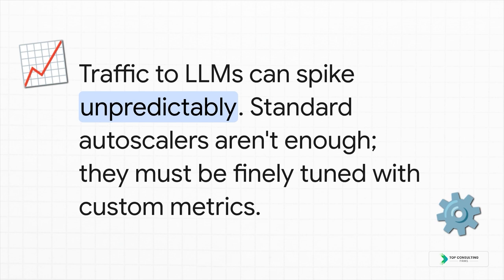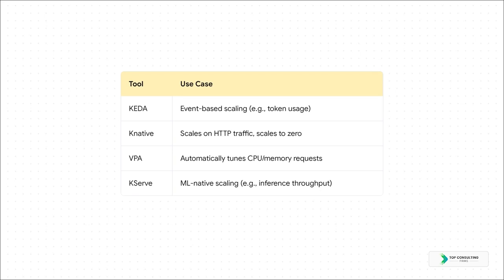You need something way more sensitive, something that can be fine-tuned to the very unique signals of an AI workload. And here is the dream team for that job. For those custom event-driven metrics, like maybe counting inference tokens, KEDA is your go-to. For just raw HTTP traffic spikes, Knative has your back. Then there's the Vertical Pod Autoscaler, or VPA, which is awesome for automatically tuning how much CPU and memory each pod asks for. And sitting on top of it all is KServe, which is built from the ground up for machine learning, so it just natively gets concepts like inference throughput.